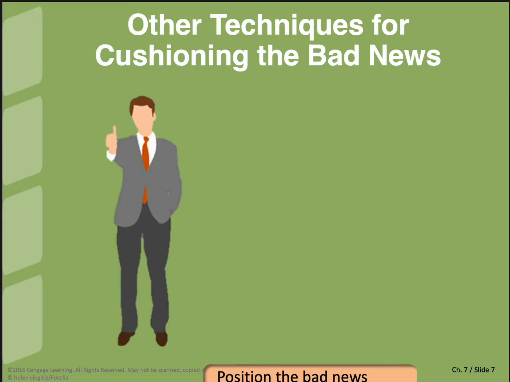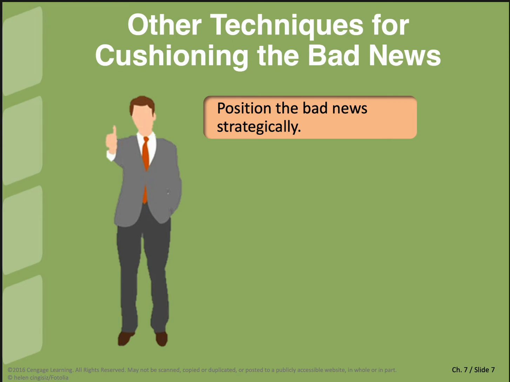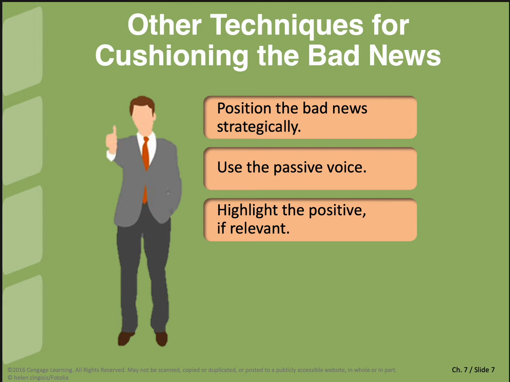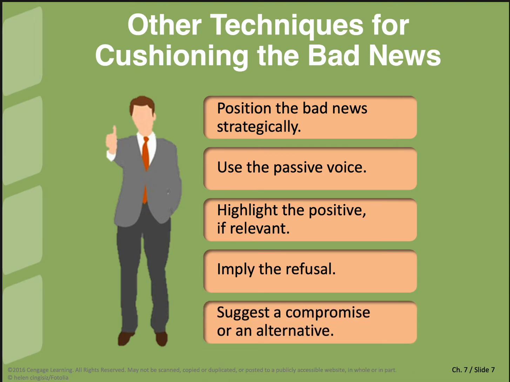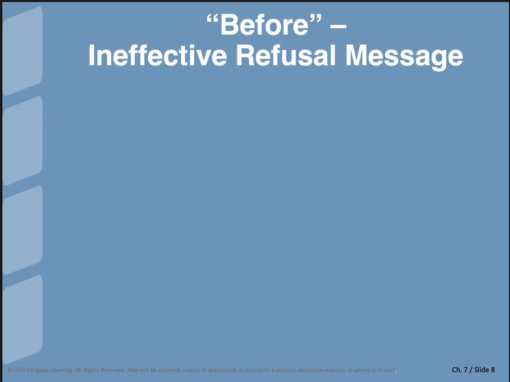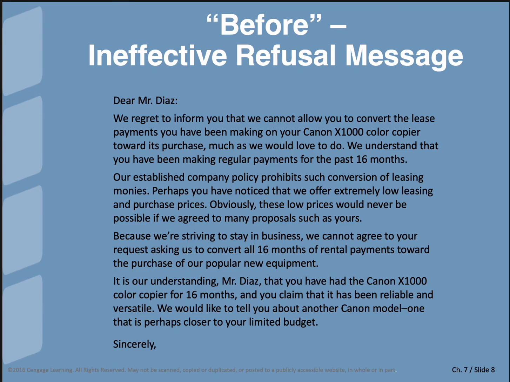There are some other techniques you can use for cushioning bad news, including positioning that bad news strategically. Again, you never open up with the bad news. Use passive voice instead of "we can't give a refund," say "a refund can't be given at this time." Highlight the positive when you can, if relevant. You can always imply the refusal. Instead of saying, "no, we can't support you," you can encourage them to apply again in the future. And whenever possible, suggest a compromise or an alternative. Sometimes just because you can't meet the customer's needs at the time, there's another solution that could benefit both of you.